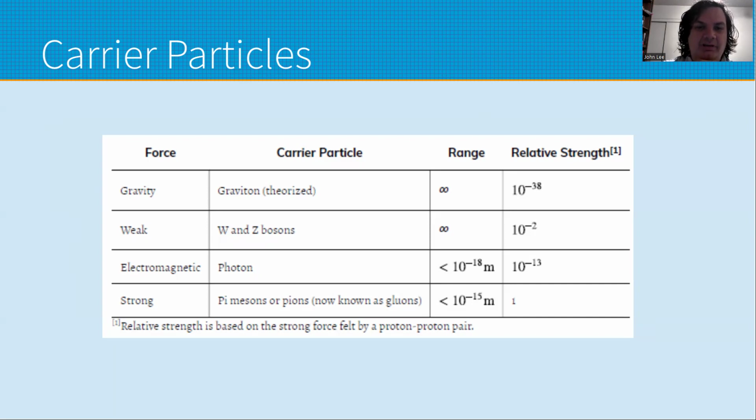This comes down to the mass of the particles that are mediating. A more massive particle will have less range. So the range goes down according to mass, or according to the inverse of mass.